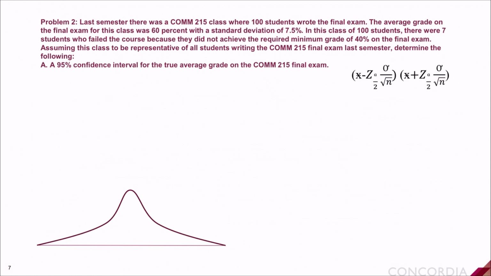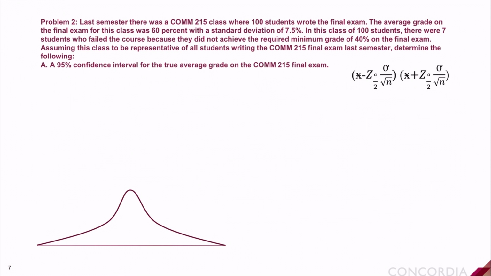Assuming this class to be representative of all students writing the COMM 215 final exam last semester, determine the following. A 95% confidence interval for the true average grade on the COMM 215 final exam. Before we start the problem, let's highlight the information they give us.